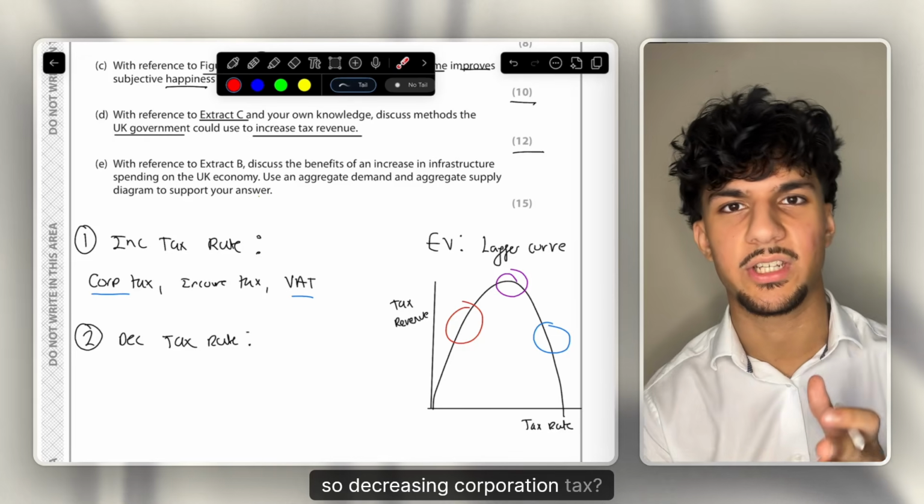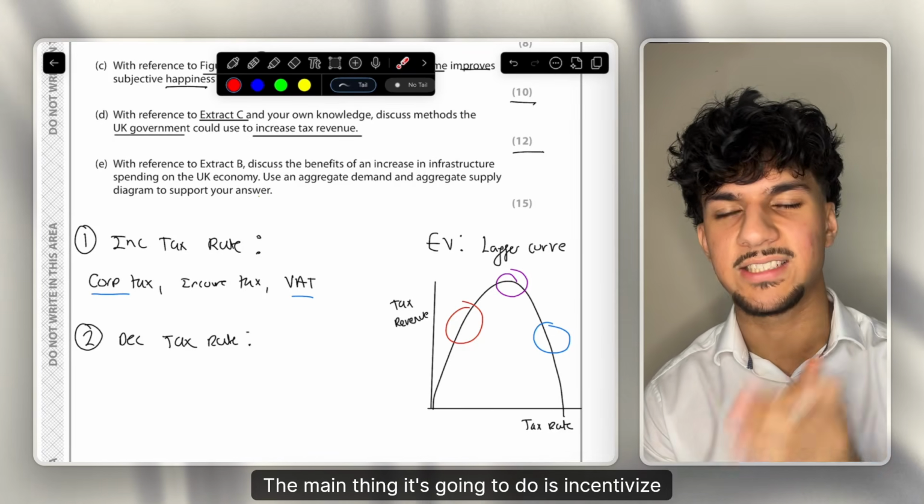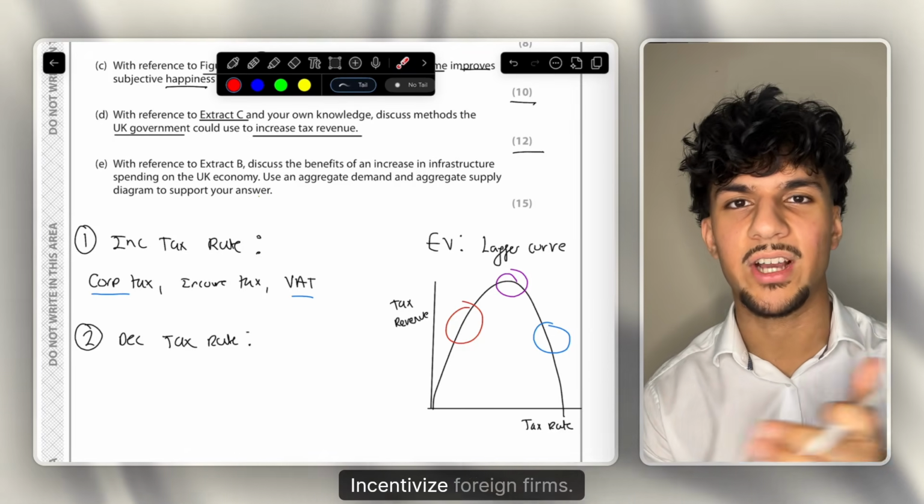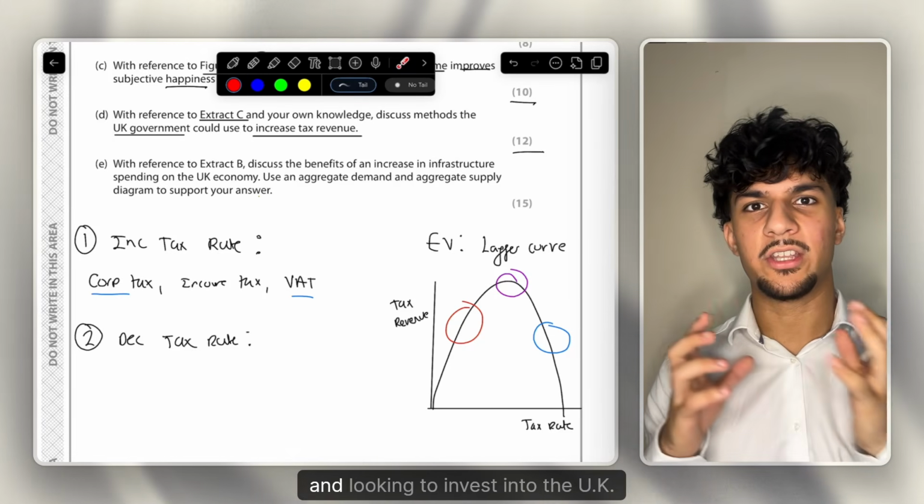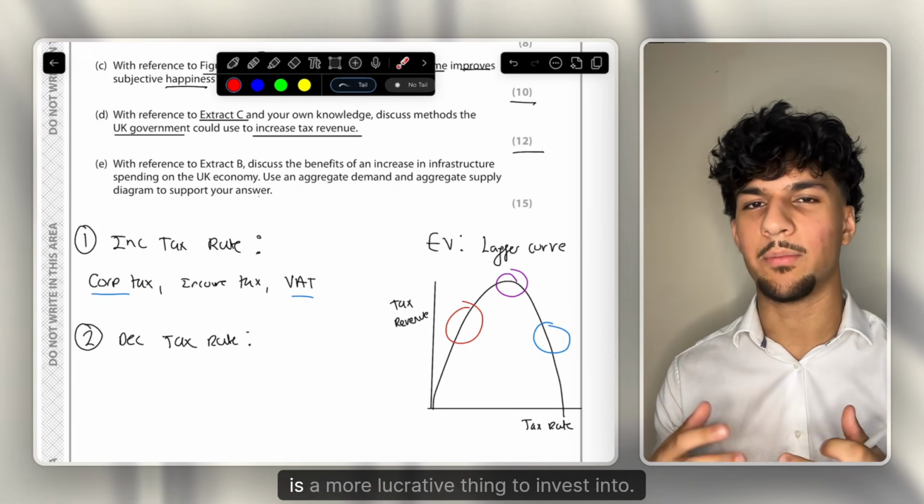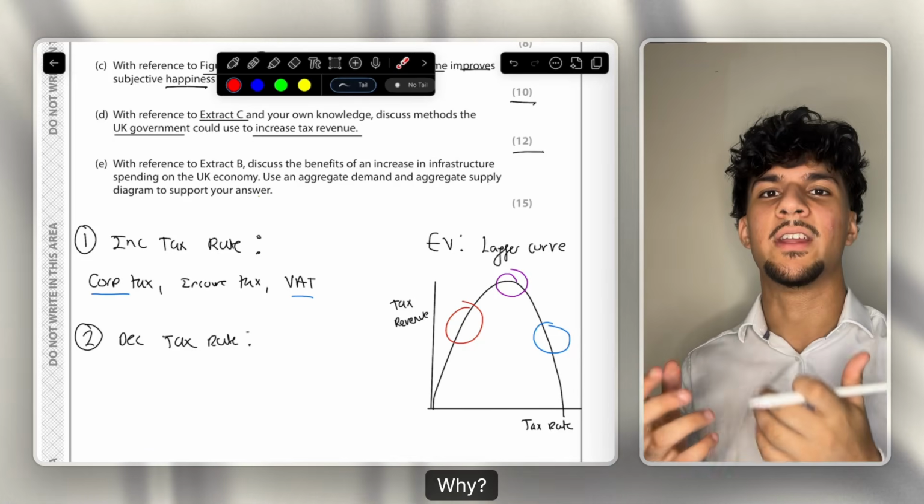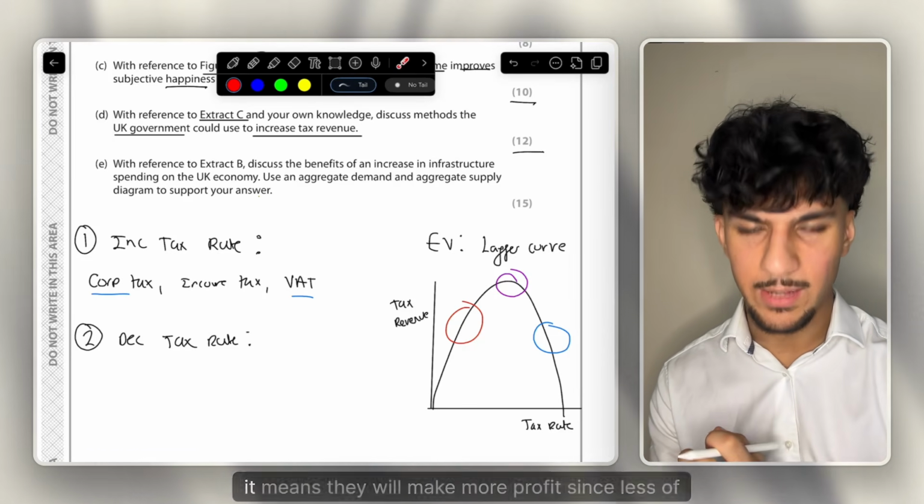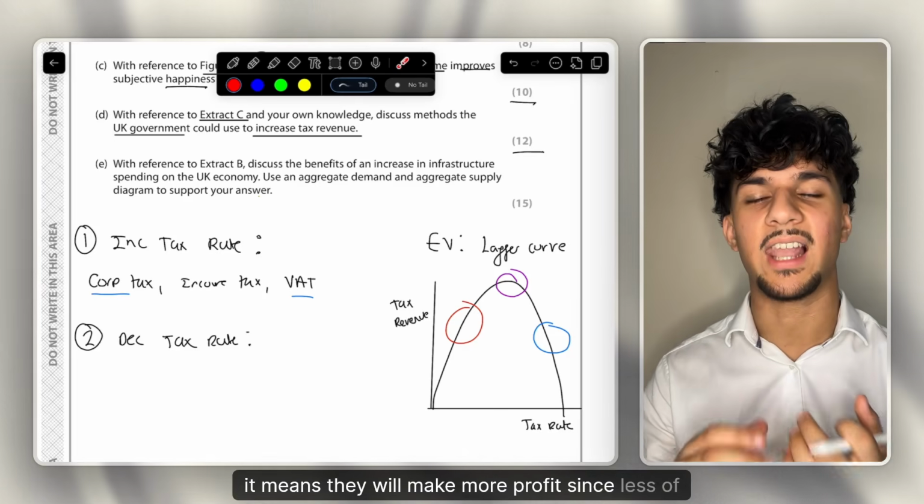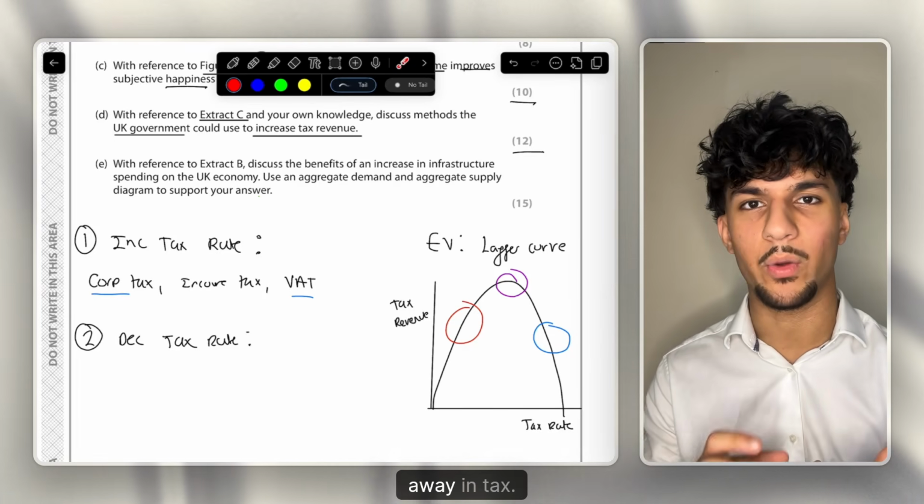So decreasing corporation tax, the main thing it's going to do is incentivize FDI, incentivize foreign firms. Why? Since if foreign firms are looking to invest into the UK, it is a more lucrative thing to invest into. Why? Since the rates of corporation tax are lower, it means they will make more profit, since less of their profit is being taken away in tax.